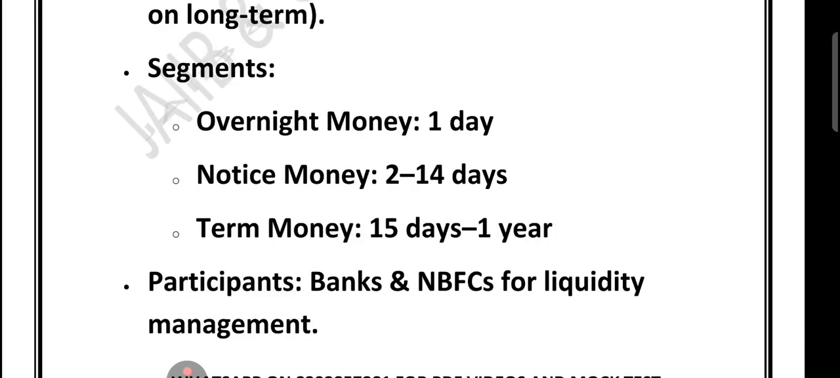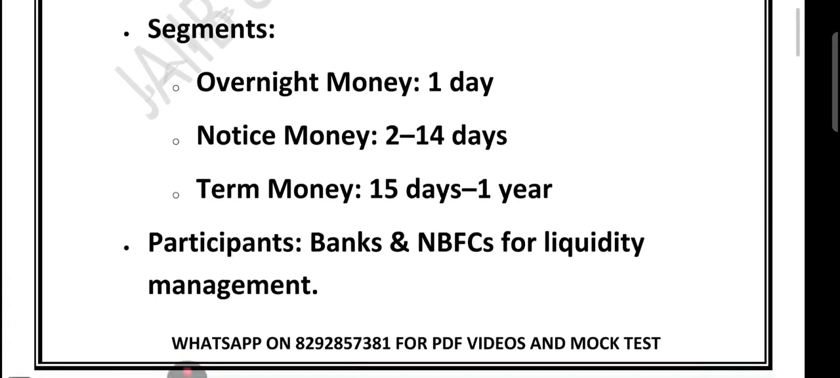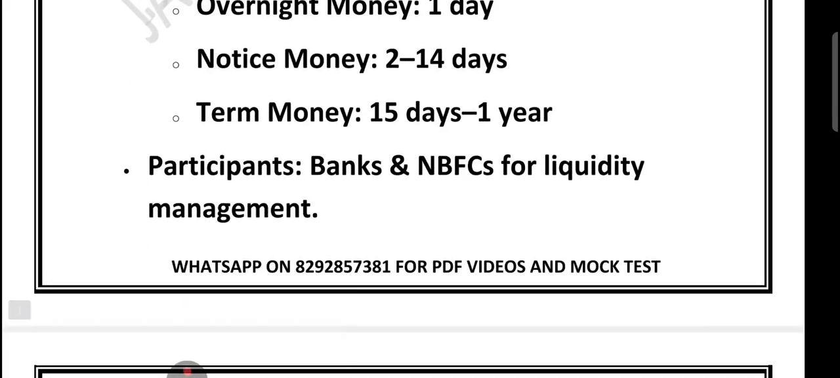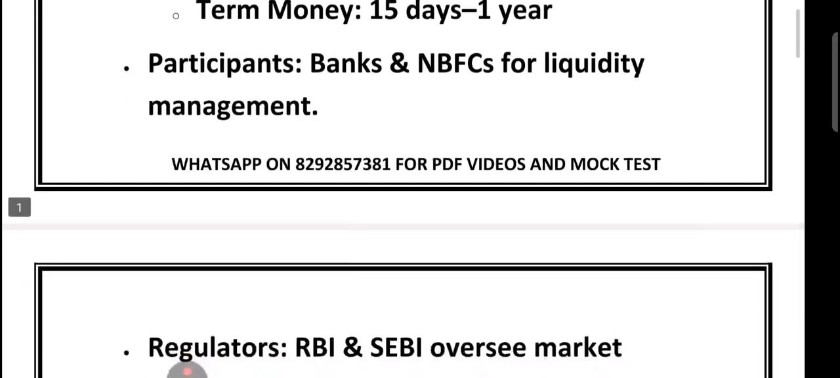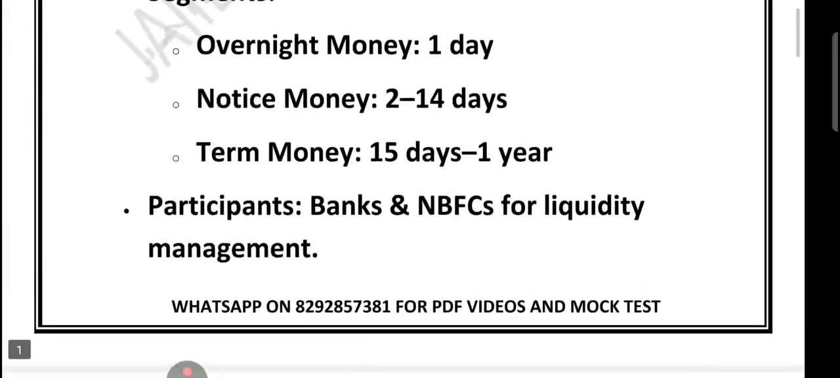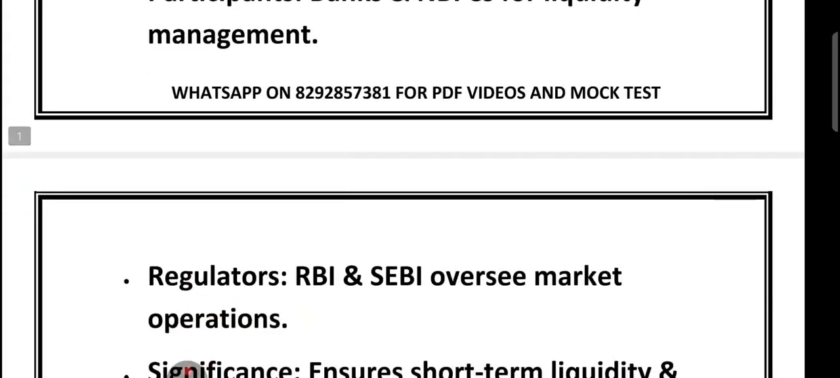The short-term part covers up to 14 days. It can be term money from 15 days up to 1 year. So these are the different segments of this money market. The main players of the money market are banks and NBFCs, while RBI and SEBI keep an eye on how everything operates smoothly. Overall, the money market plays a crucial role in ensuring short-term liquidity and maintaining a steady flow of funds.